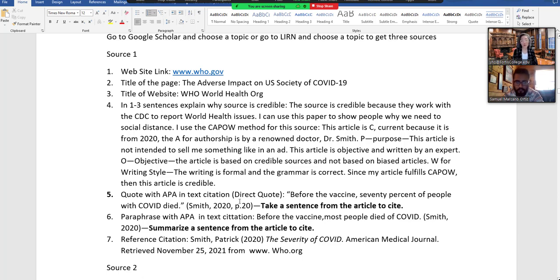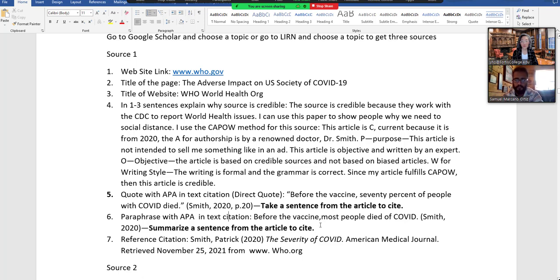The first one's direct quote. So you would say, before the vaccine, 70% of people with COVID died. Smith, 2020, page 20. So you take a sentence from the article to cite it. Then the second one, it does say in the worksheet, paraphrase. So then you have your paraphrase, citation.